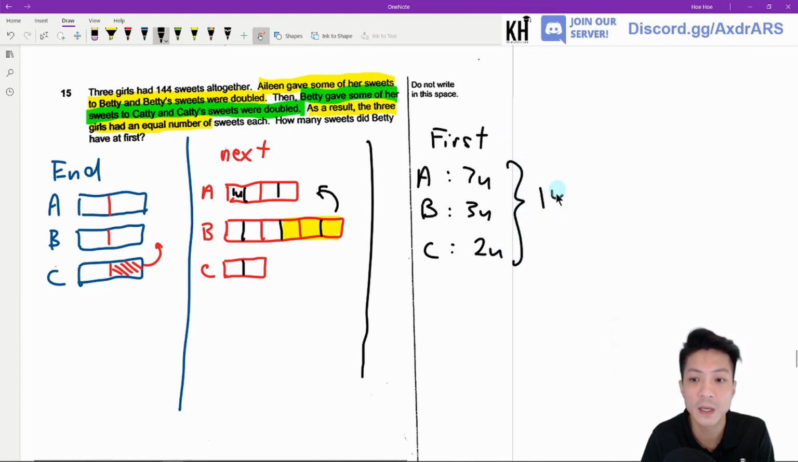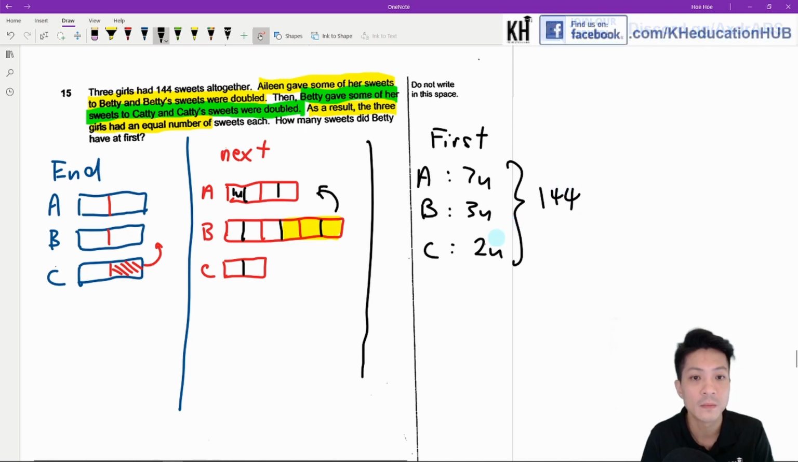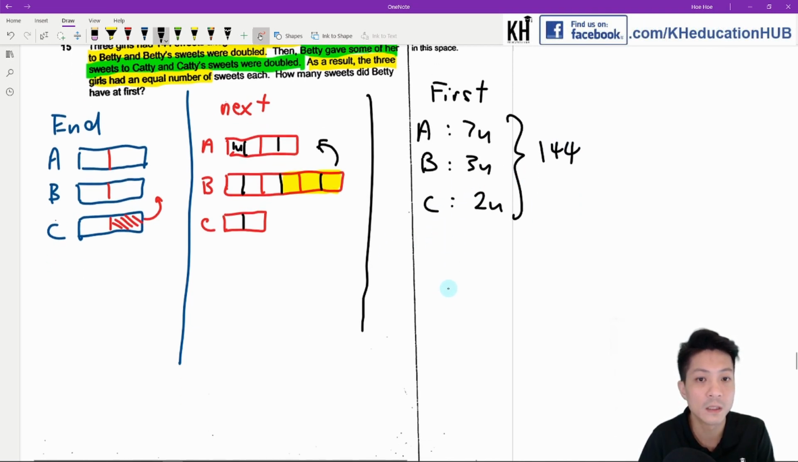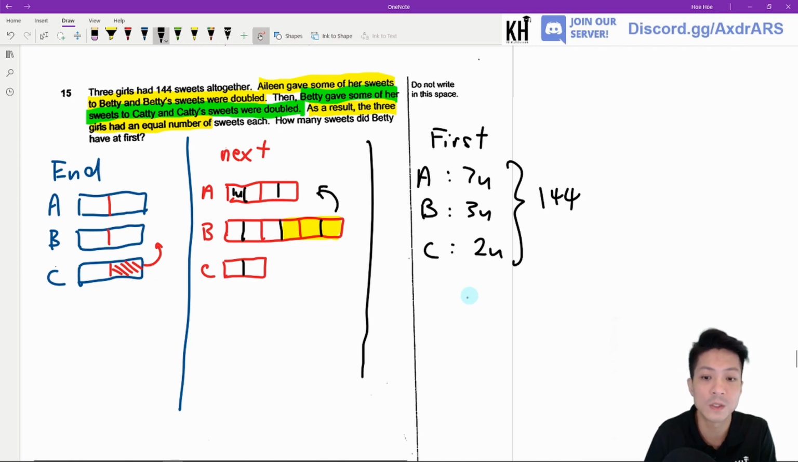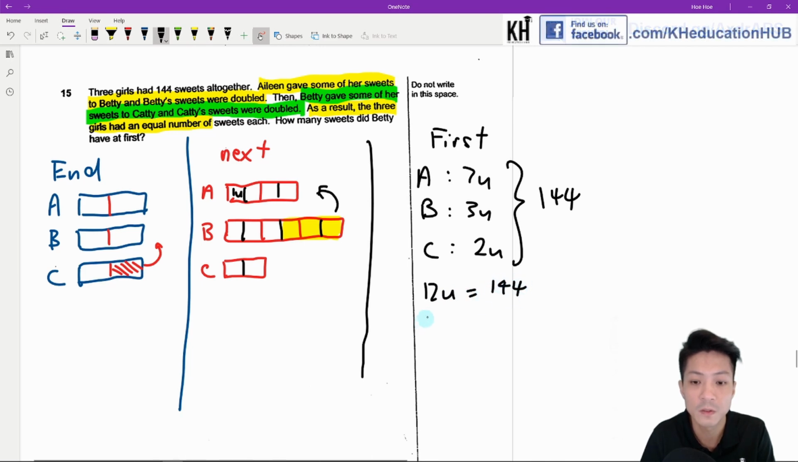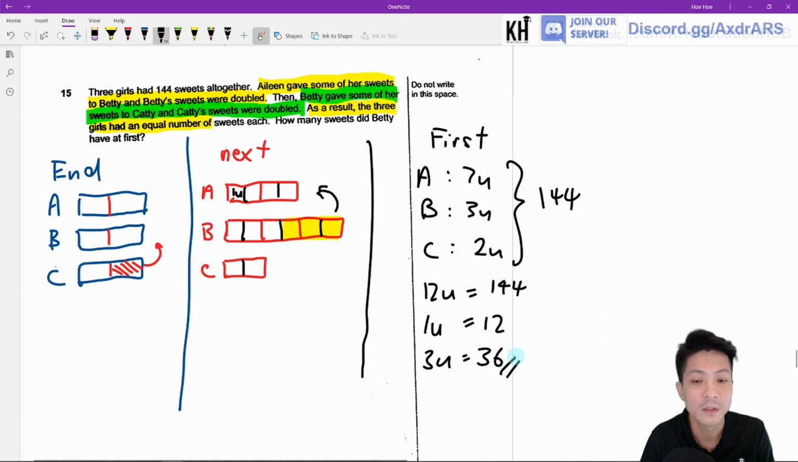And if you remember, they have 144 sweets at first. So to find how many sweets Betty had at first, we're going to find the total units. The total units will be 7 plus 3 plus 2, which is 12 units, equal to 144. 1 unit will be equal to 12, and Betty will have 3 units, which is 36 at first.